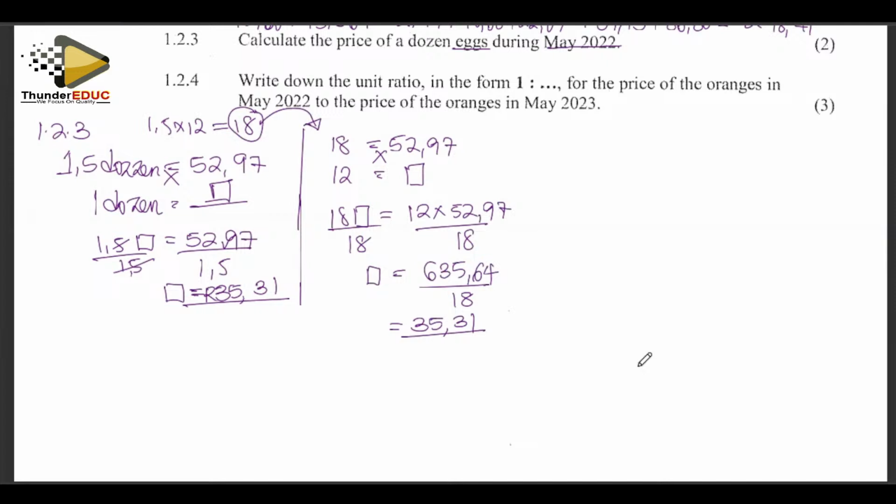All right, we'll continue to question number 1.2.4. This was this much. Okay, this is what we are doing. Write down the unit ratio. I've already told you, unit ratio should start with 1:, a given number. So write down the unit ratio, the price of oranges in May 2022 to the price of oranges in May 2023. So I would like to keep the order 2022 versus 2023. What was the price in 2022? What was the price in 2023?